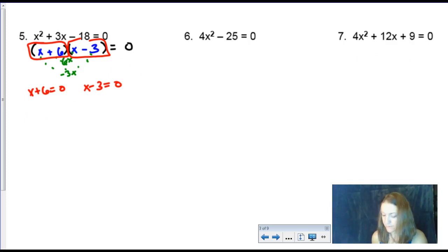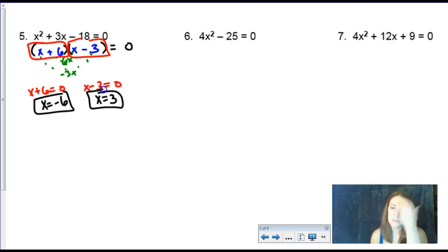So if I do a little solving here and I subtract the 6, I get x could equal -6, or x could equal 3, and they are both correct. So this is where we use our manipulative skill of factoring, and then set our factors equal to 0, and they give us our two solutions.